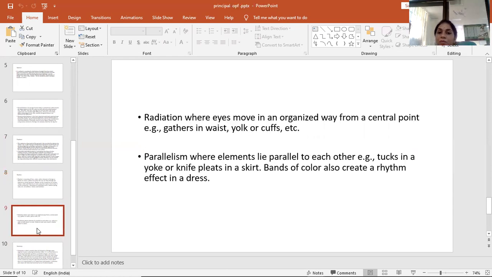Radiation, where eyes move in an organized way from a central point. Example, gathers in waist, yoke, or cuffs. Parallel is elements that are parallel to each other. Example, tucks in a yoke or knife pleats in a skirt. Bands of color also create a rhythm effect in a dress.